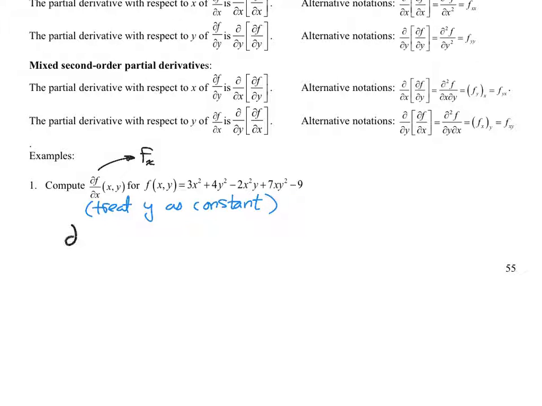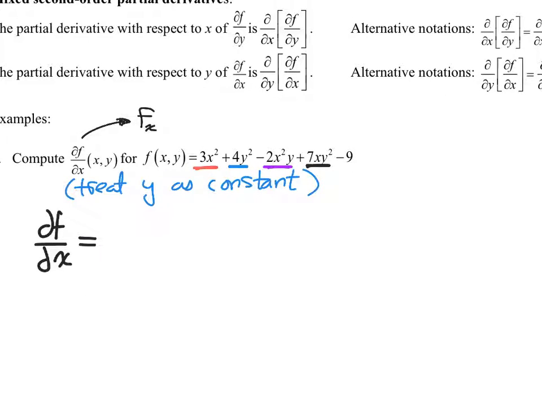So, partial with respect to x. We do it a piece at a time. I'll color code. One thing I think that you'll probably like about this is that it takes functions that look like it's probably supposed to be product rule or quotient rule and makes it much simpler.